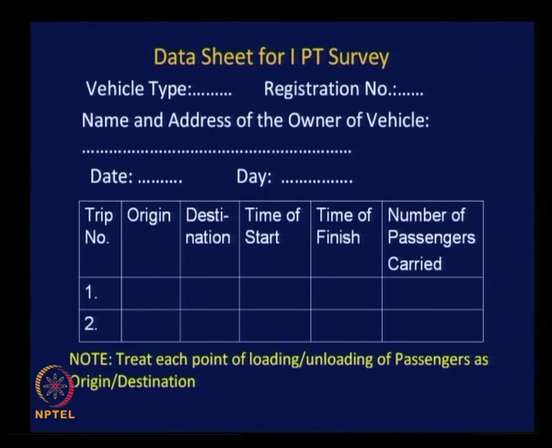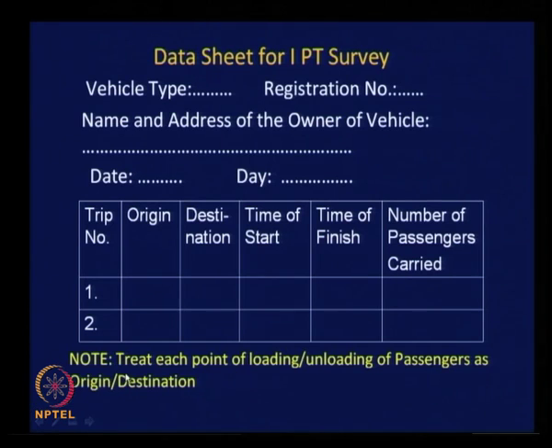A similar procedure can be adopted in this case also for collection of data. Get the addresses and ownership information from the RTO's office, and then talk to the association people to convince them about the importance of your exercise, and get the required data in the format. And also the footnote is very important in this case. Treat each point of loading, unloading of passengers as origin destination. An auto rickshaw may stop at different points, load people, unload people. We have to request the auto rickshaw driver to treat each loading, unloading point as origins and destinations, right, so that we get complete information about the passengers' movement as well as the vehicle movement simultaneously. Is that clear?